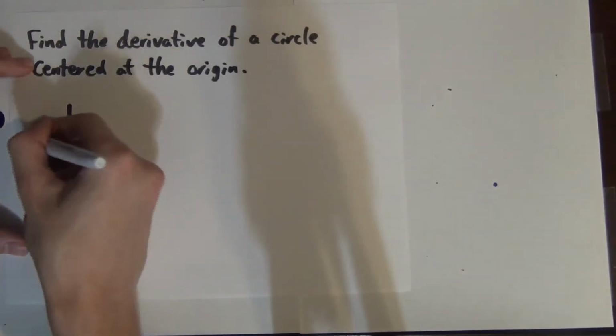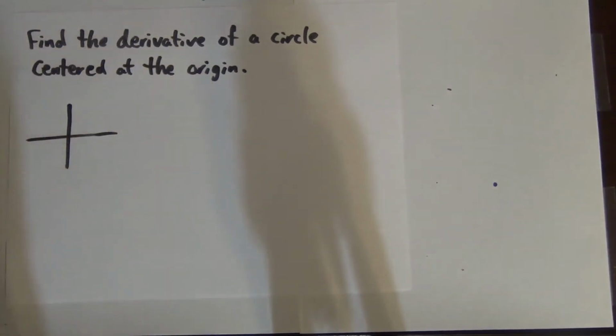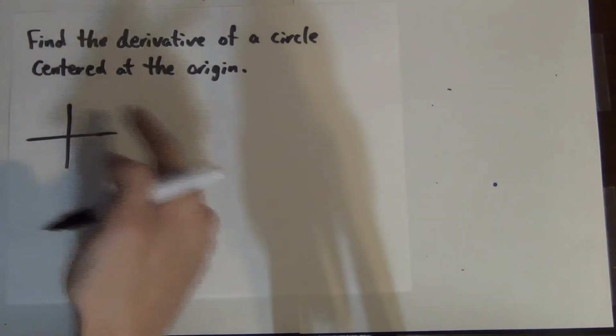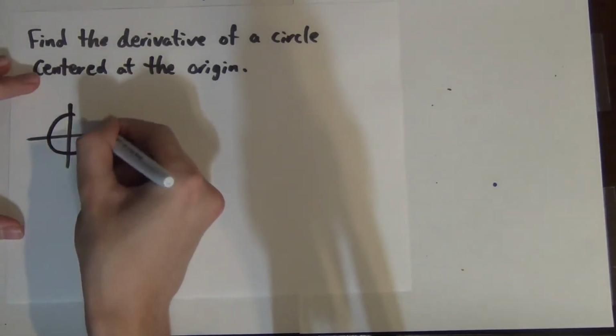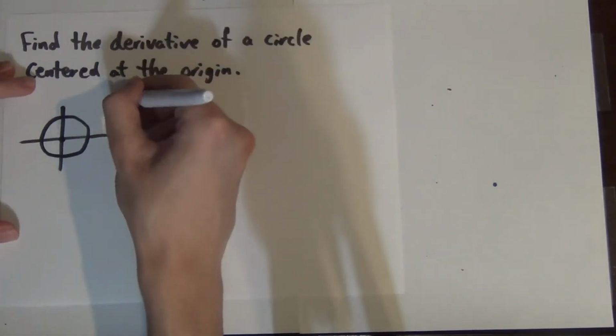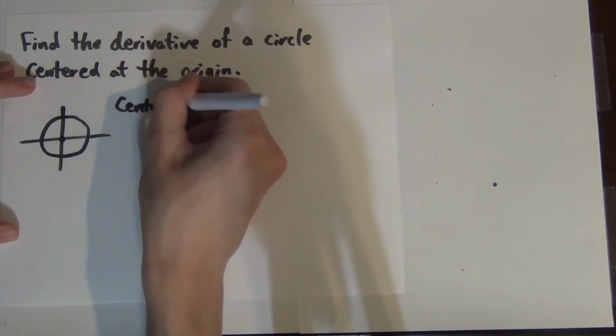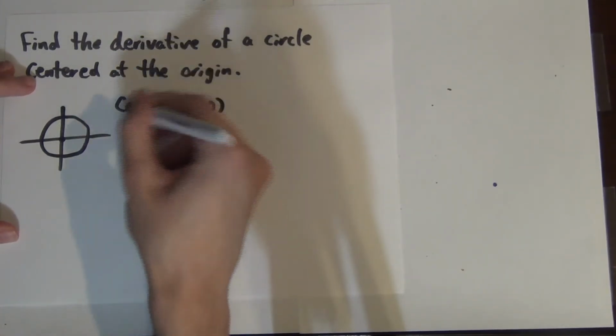Alright, so you should know that a circle is defined by two things. It's defined by its center, and it's defined by its radius. So we'll say the center, the origin, 0, 0.